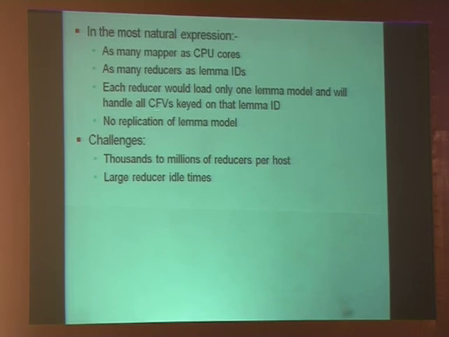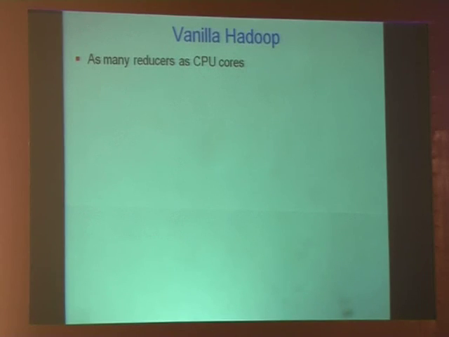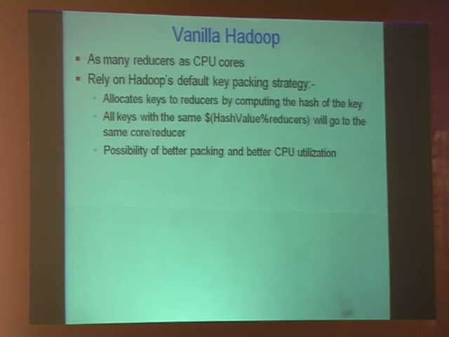And again, since we are not replicating those lemma models, it will lead to larger reducer idle times because of the inherent skew present in the system. So the alternative is to trust Hadoop's packing strategy and limit the number of reducers. We call it the vanilla Hadoop approach. We choose as many reducers as CPU cores, and we rely on Hadoop's default key packing strategy, which is to hash the keys randomly into reducers. Since it's a random hash, there's a possibility that we'll achieve better packing and better CPU utilization.